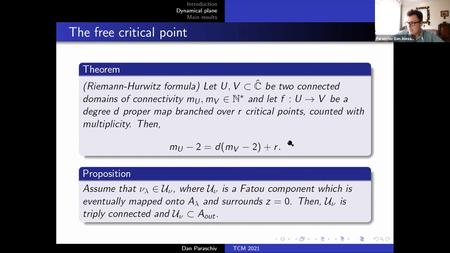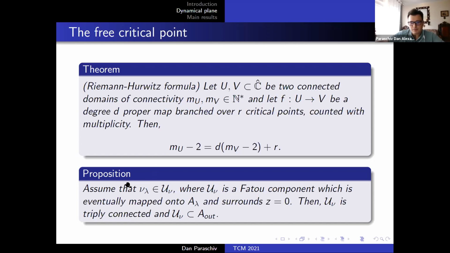Observe that if the connectivity of a set V is equal to 2, and its preimage contains no critical point, the connectivity of U is also 2. So the preimage of an annulus, if the preimage does not contain a critical point, will also be an annulus all the time.